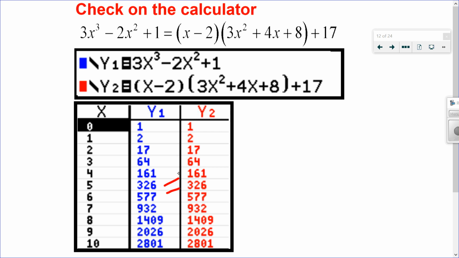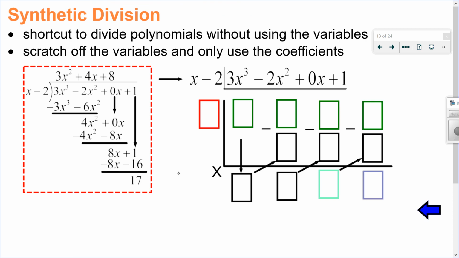Now, long division is fine, and some students like to stay with long division, but it can be a little bit tedious. So I want to take that example that we just did, and I want to look at a different way that we could do it, called synthetic division. So synthetic division is just a shorthand way of dividing without using the variables. So imagine that we just got rid of all the variables. I'm going to get rid of all the variables, and I'm going to do this shortcut way of dividing.